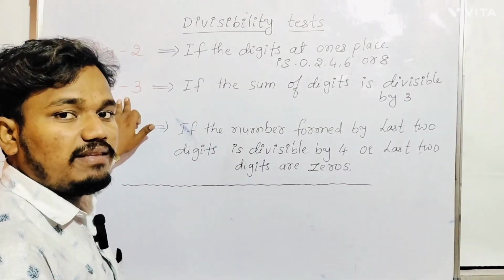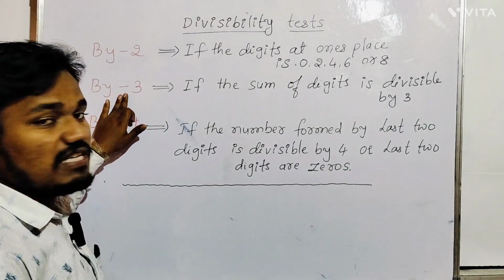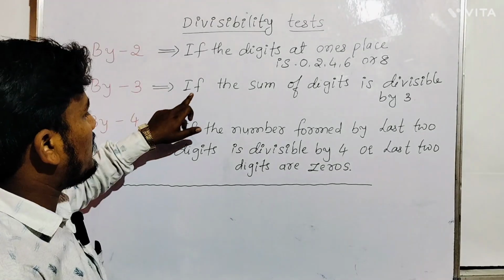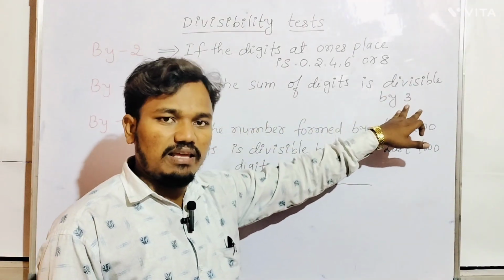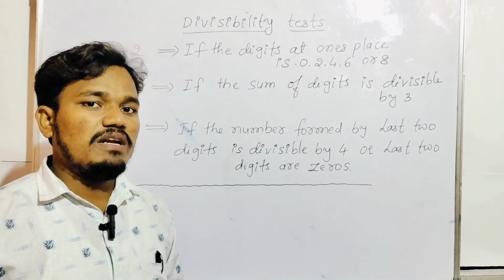Next, the rule by 3. Whether the given number is divisible by 3, what was the rule? If the sum of the digits is divisible by 3, then the whole number is also divisible by 3.